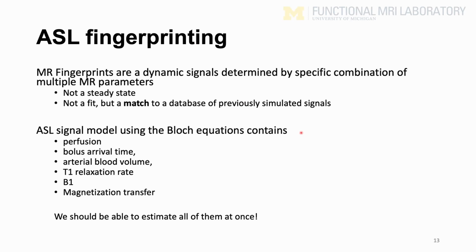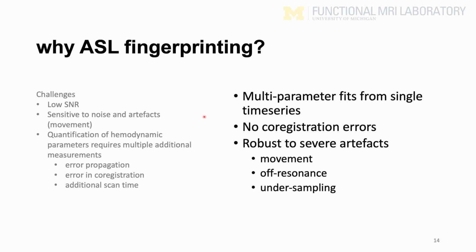So if we try to look at the ASL case, we can also have a Bloch simulation that will include perfusion, bolus arrival time, arterial blood volume, like all these other parameters, and we should be able to estimate them all at once using this sort of fingerprinting technique. So this may very well address a lot of these concerns and challenges to ASL. It seems to be robust to a lot of artifacts. That's one of the things that they demonstrated in their fingerprinting papers, like undersampling and movement and off resonance.